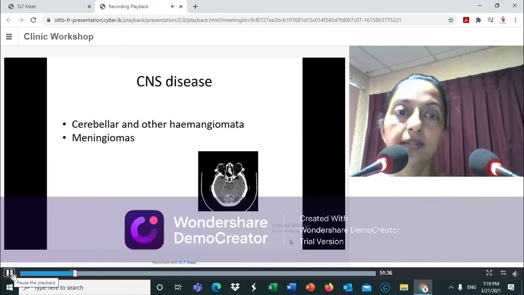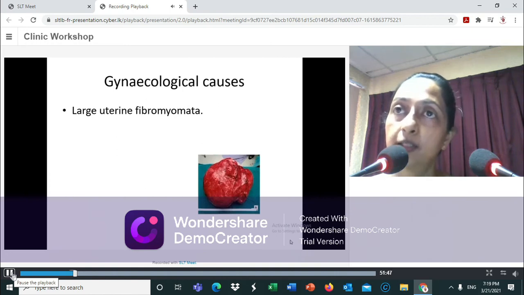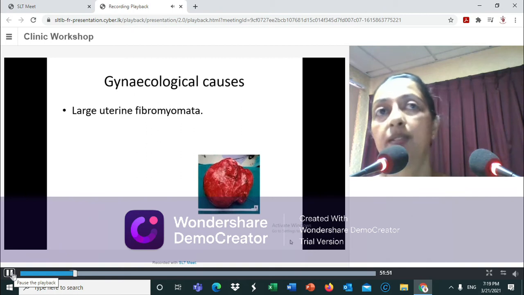Then cerebellar hemangiomas, meningiomas, which are producing erythropoietin or erythropoietin-like substances, and large uterine fibromyomata. All these can cause excessive erythropoietin and polycythemia.